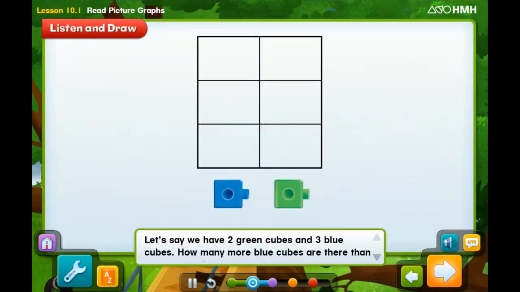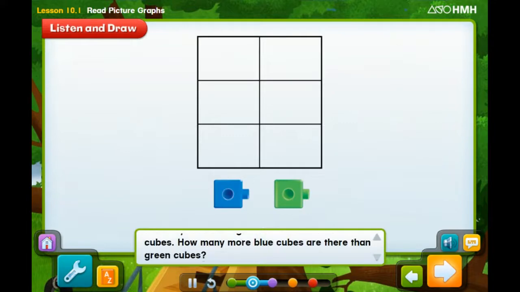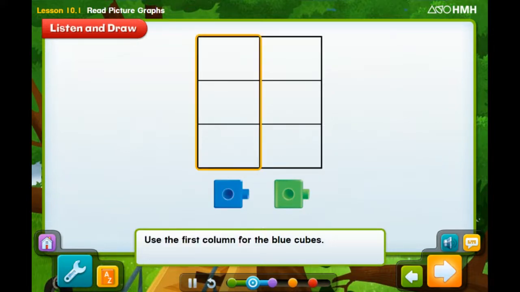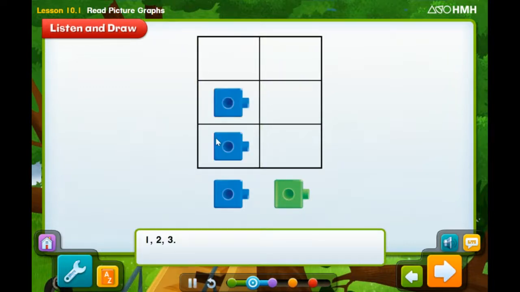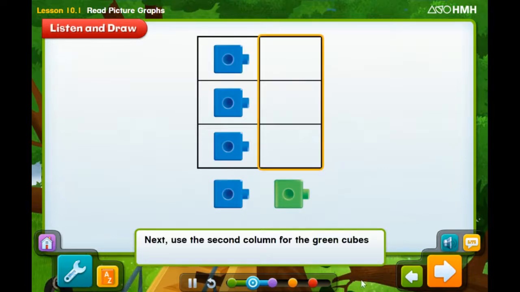Let's say we have 2 green cubes and 3 blue cubes. How many more blue cubes are there than green cubes? Use the first column for the blue cubes. Since there are 3 blue cubes, place 1 connecting cube in each box of the first column, one at a time. 1, 2, 3. Next, use the second column for the green cubes.